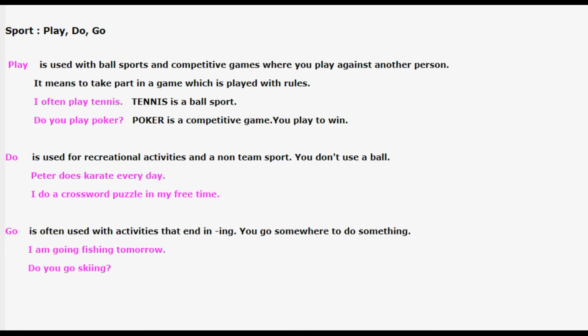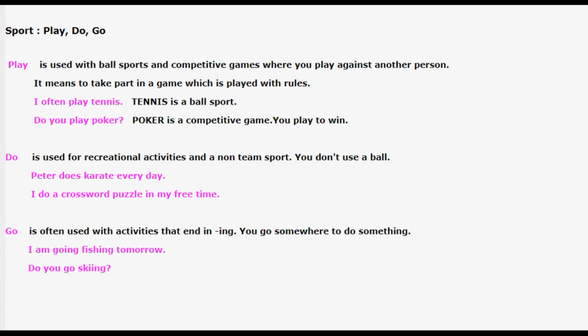Let's review the verbs play, do, and go with sports and activities. Remember, play is used with ball sports and competitive games where you play against another person. It means to take part in a game which is played with rules, instructions, right? So pay attention to the examples.